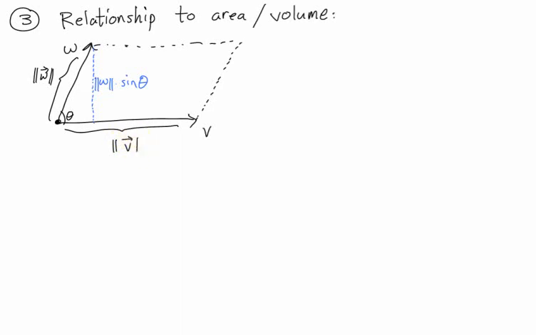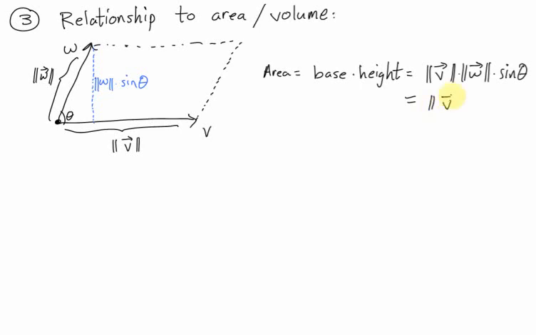So to calculate the area of any parallelogram, I need base times height. I can calculate base, and I can calculate height. This expression might look familiar. We actually just talked about it. It's actually the length of the cross product of v and w. So you can use the cross product to calculate areas.